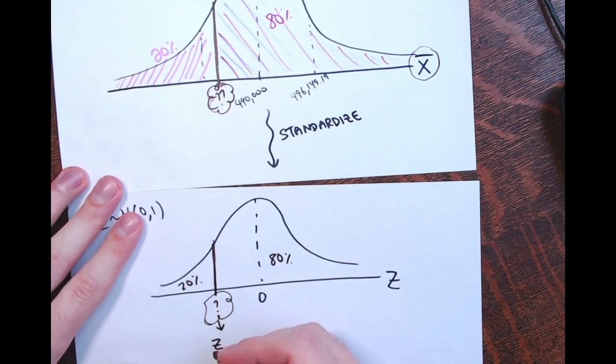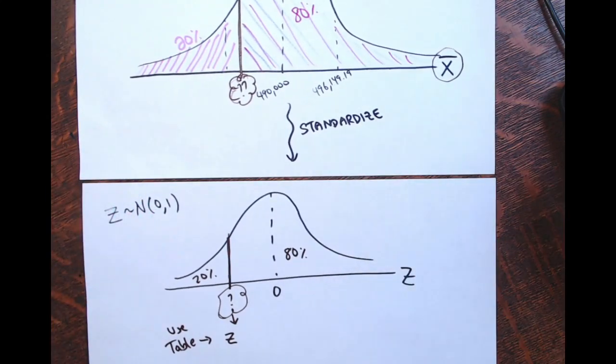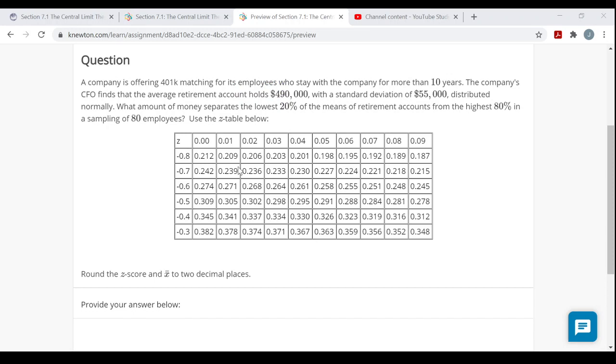So this I can find from the table. All right. Let me show you how. Okay, so I want to find the z-score that has 20% to the left. Remember all these numbers in the bulk of the table give me area to the left. Looking at these numbers, I got 0.212, that's 21.2% to the left, 20.9% to the left, 20.6% to the left, 20.3% to the left, 20.1, 0.198.